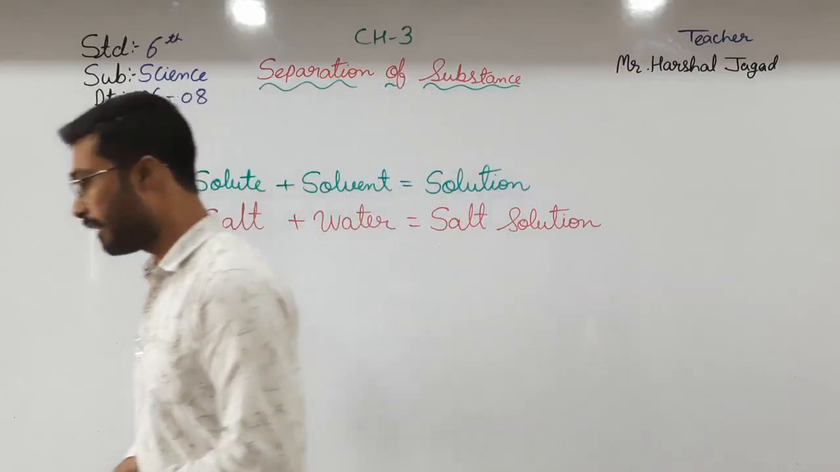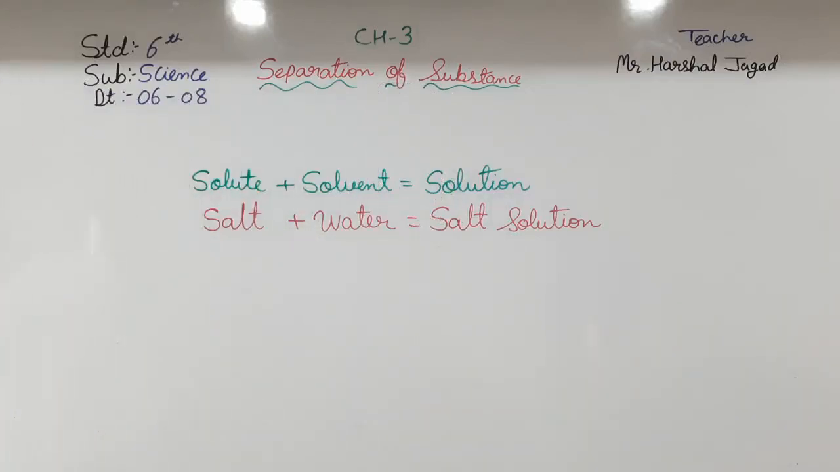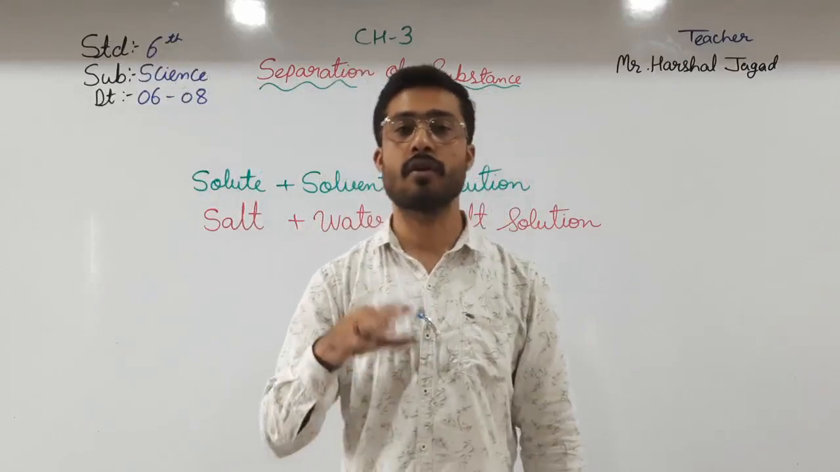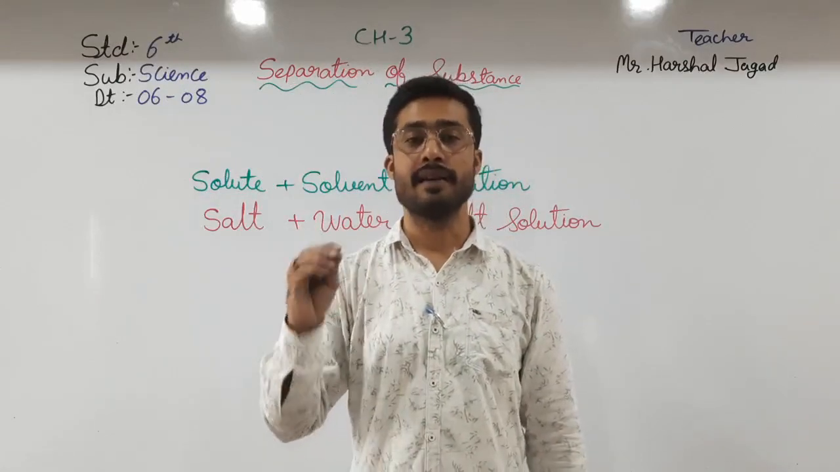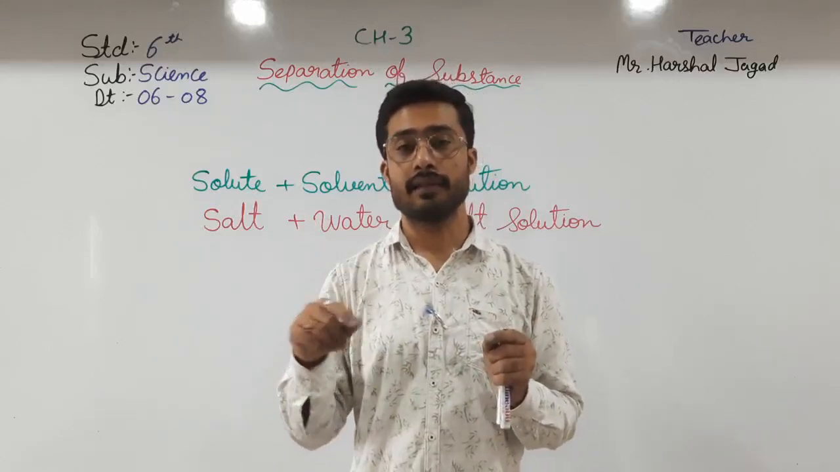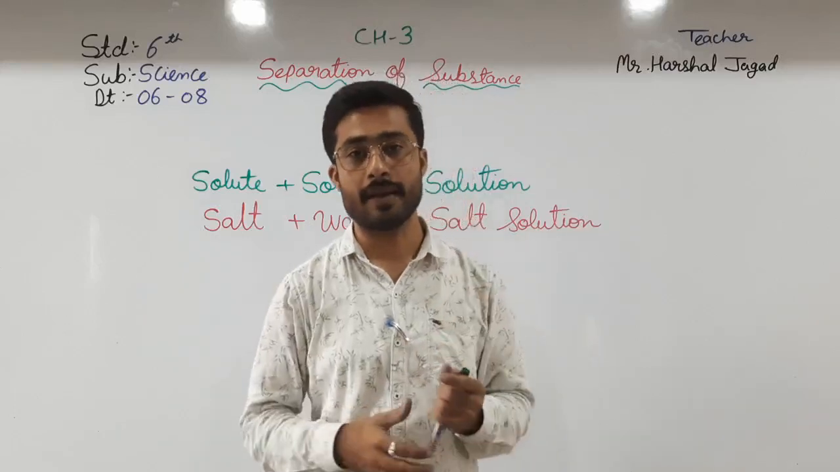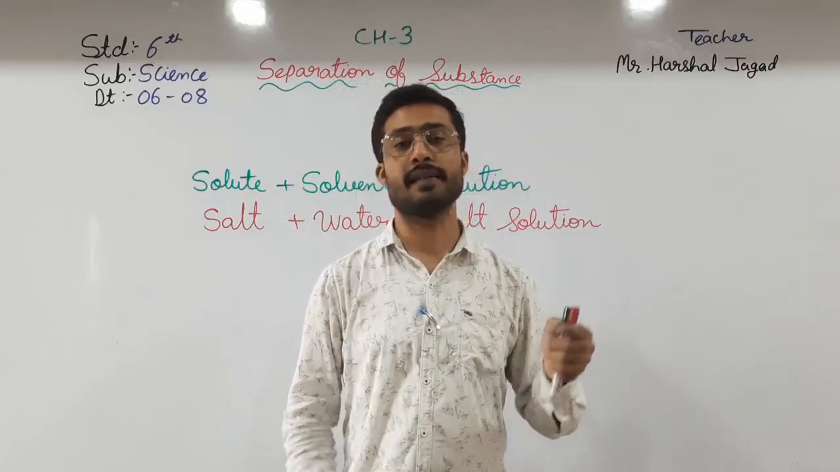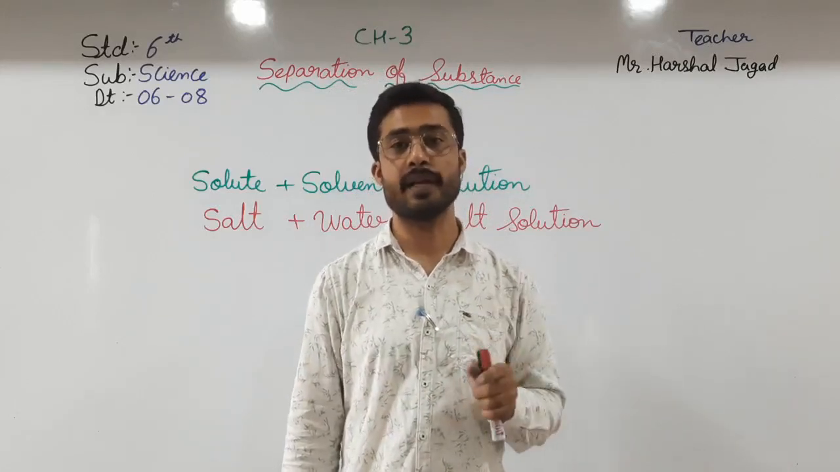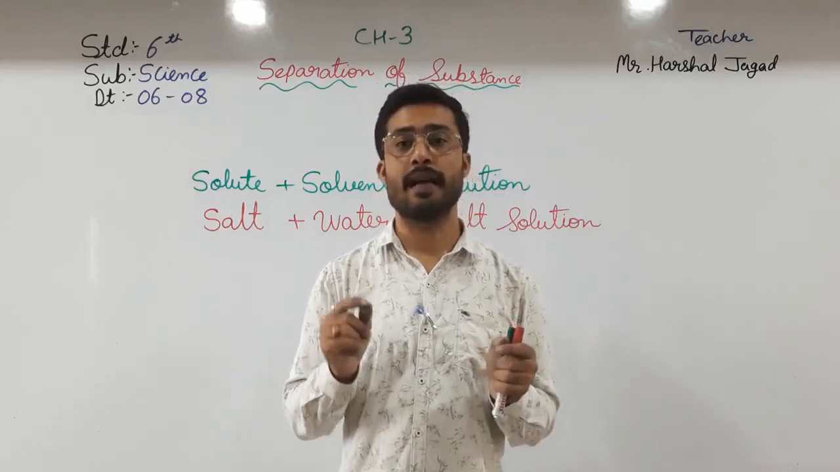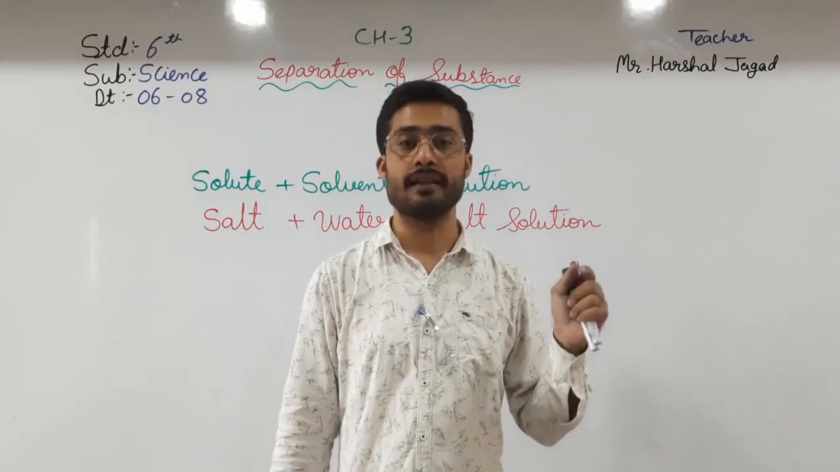Then after it was the saturated solution. So what is a saturated solution? It means the maximum amount of sugar or salt or any other substance that can be dissolved in a solvent. After that, at some point, it will not dissolve any more. That is known as the saturated solution, but it depends upon the solubility of the substance. So what is solubility? That is the ability of the substance to be dissolved in the solvent.